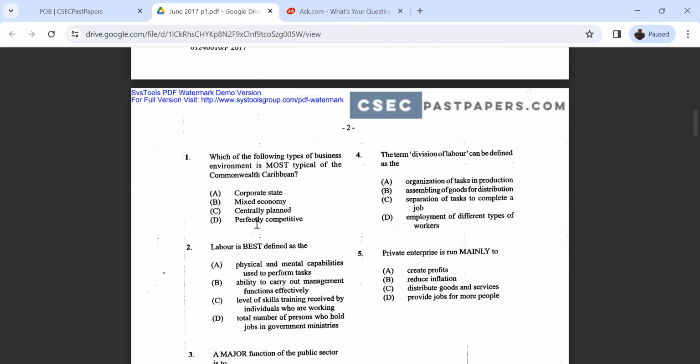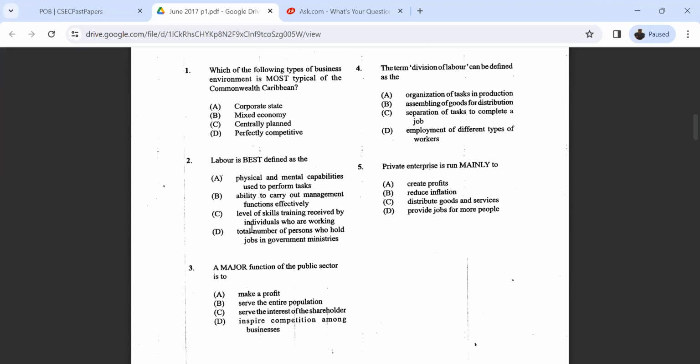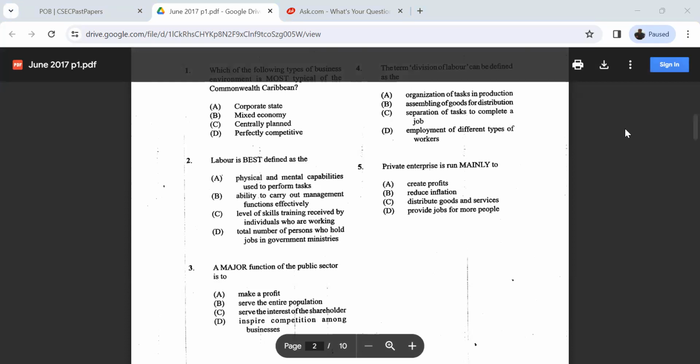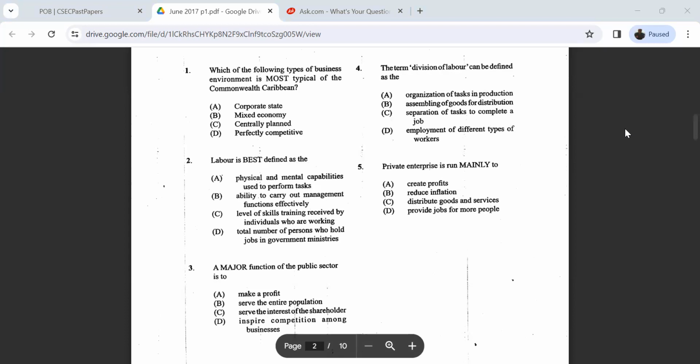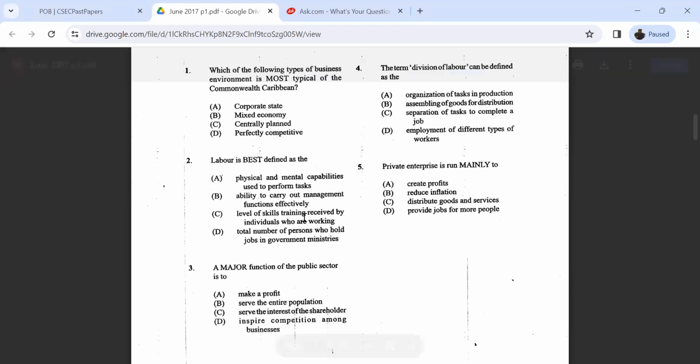Number 2, labor is best defined as the... what you think? A, B, C, or D? What do you think the answer is? A. Boom. A. Physical and mental capabilities used to perform tasks. Very good. That question has come pretty often.